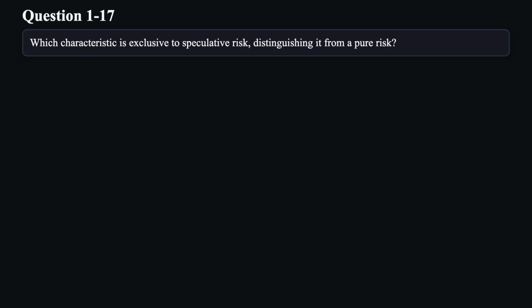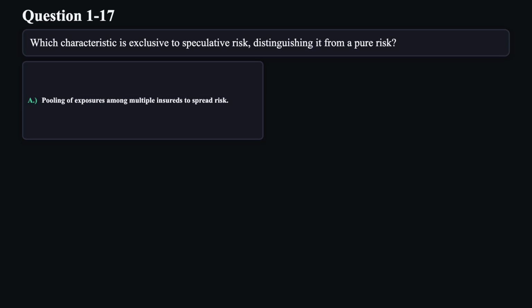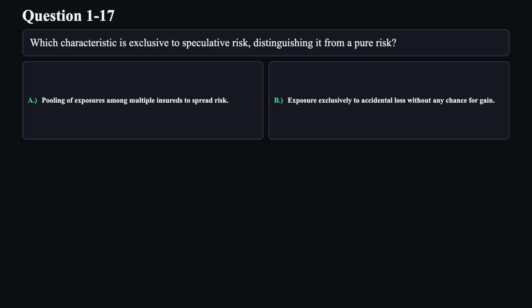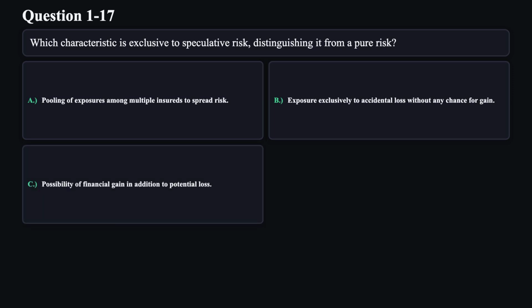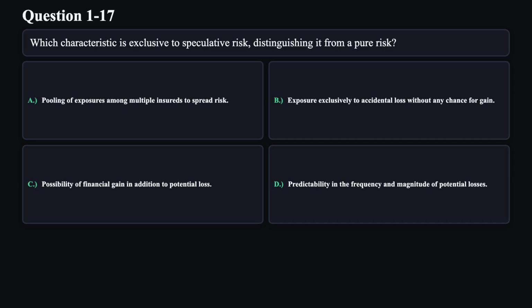Question 17. Which characteristic is exclusive to speculative risk, distinguishing it from a pure risk? A. Pooling of exposures among multiple insureds to spread risk. B. Exposure exclusively to accidental loss without any chance for gain. C. Possibility of financial gain in addition to potential loss. D. Predictability in the frequency and magnitude of potential losses.